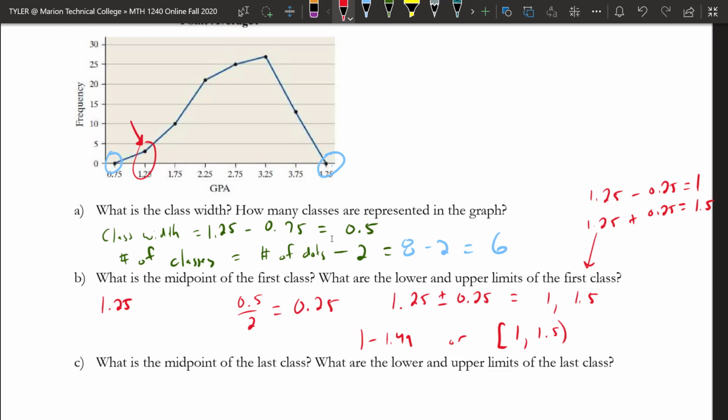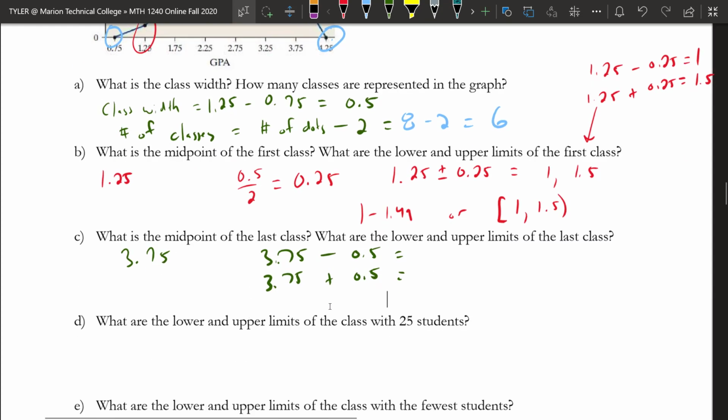So then part C is very similar. We're looking at the midpoint of the last class. So the last class would be this one, the second to last dot, because remember the first and the last dots on here we added in. So the midpoint of the last class would be 3.75. And you're going to do the same thing. We're going to take 3.75, subtract 0.5, and take 3.75 and add 0.5 in order to get those values.